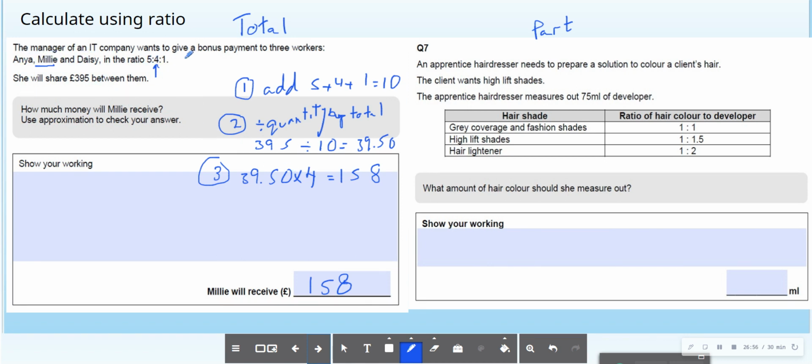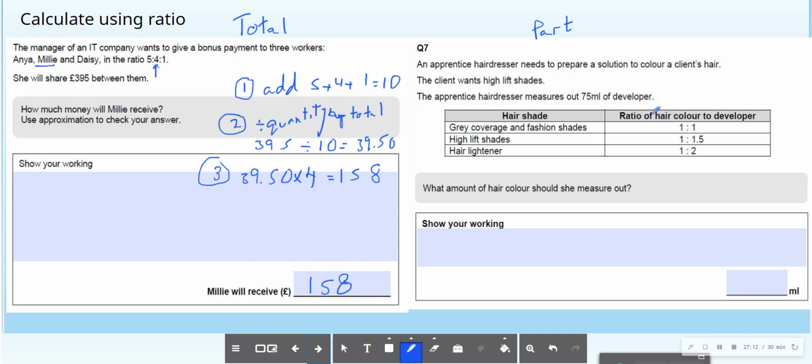If we were looking for Anya, we would multiply by 5. If we were looking for Daisy, we'd multiply by 1. But for this situation, we're looking for Millie. She's the second name, she's the second number. We multiply by 4. When you're given a part of the ratio, what that means is it's telling us one part of the ratio. So the apprentice hairdresser measures out 75 millilitres of developer.